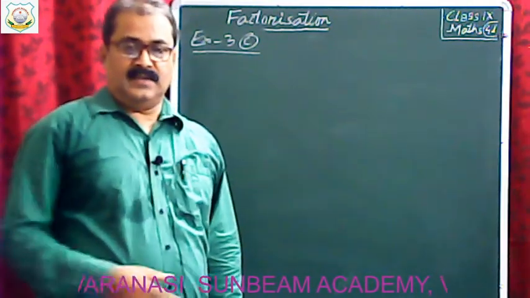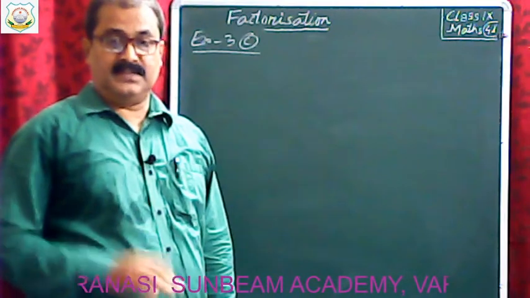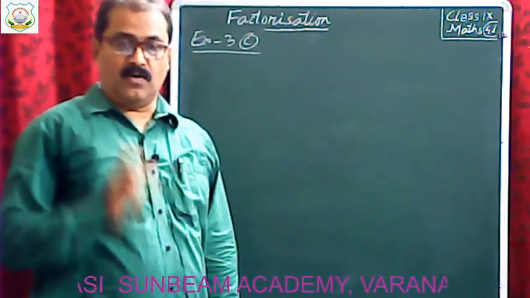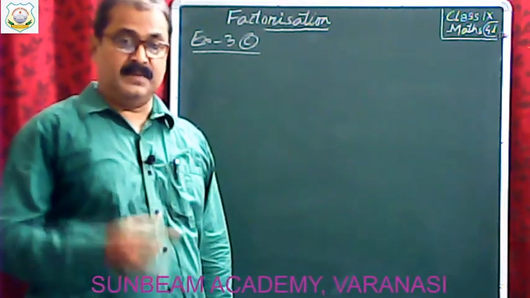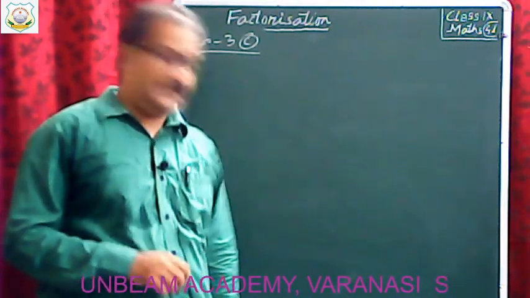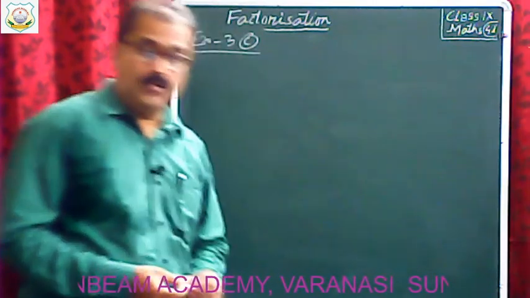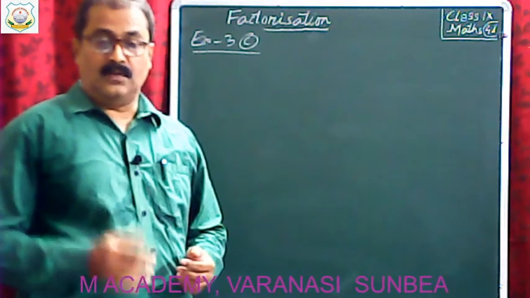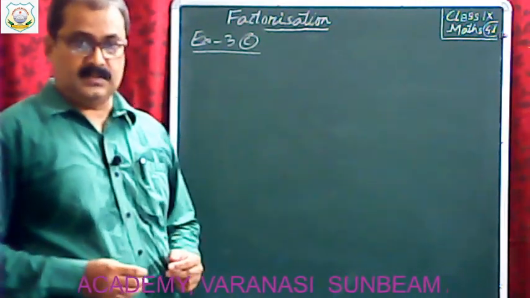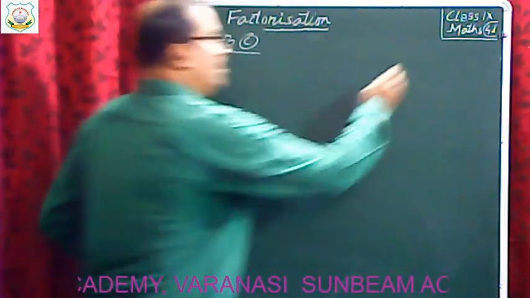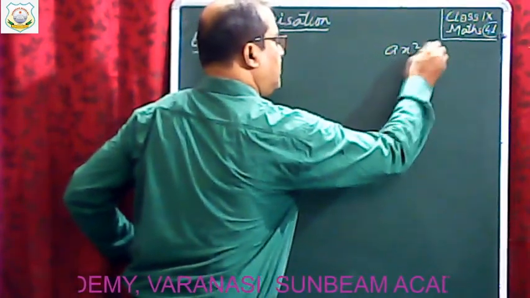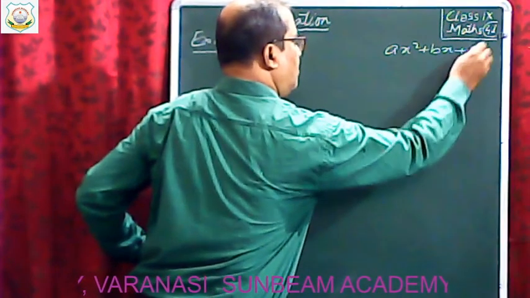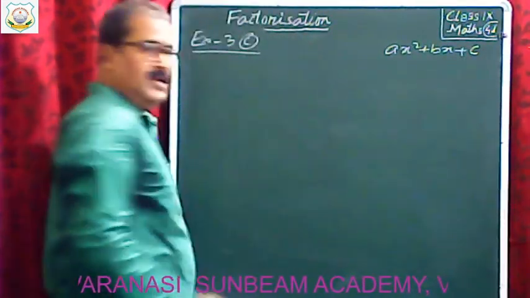We have to factorize the given polynomial by splitting up the middle term. That means we have to factorize a quadratic trinomial by splitting up the middle term. Quadratic trinomial means: trinomial is a polynomial having three terms, and quadratic means a degree-2 polynomial. ax square plus bx plus c is the standard form of a quadratic trinomial.